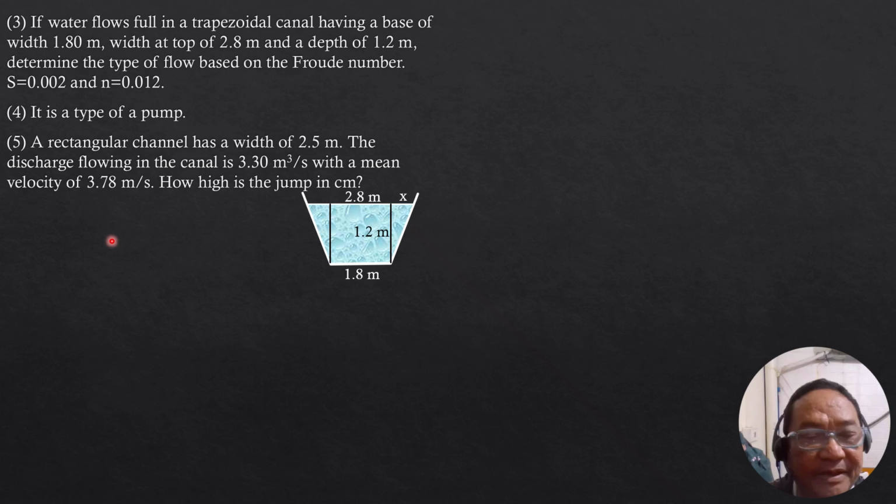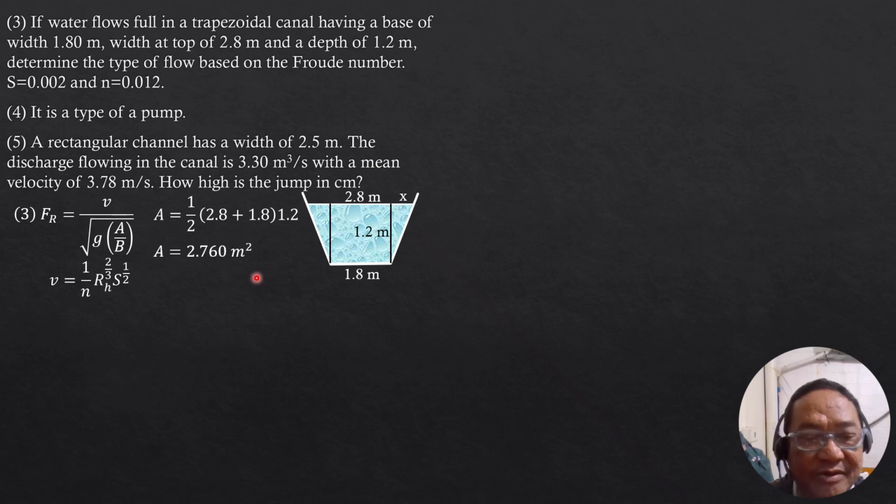So again, Froude number is V over square root of G times quantity area over top width, which is the hydraulic depth. So from the figure, the velocity is by Manning's, 1 over n hydraulic radius raised to 2/3 slope to the 1/2. So that's the formula for the mean velocity of flow. While the area of the cross-section is area of trapezoid, 1/2, quantity 2.8 plus 1.8 times 1.2. So the area therefore is equal to 2.760 square meters.